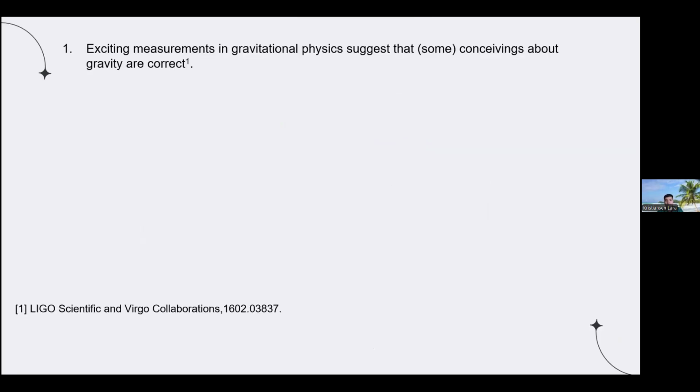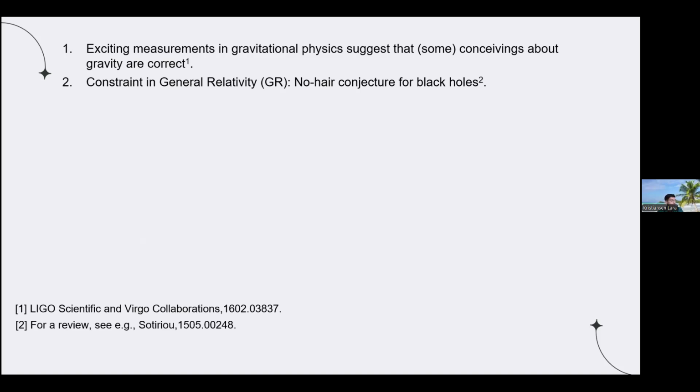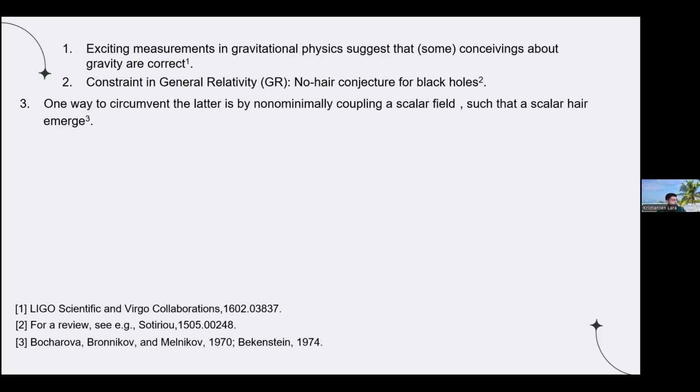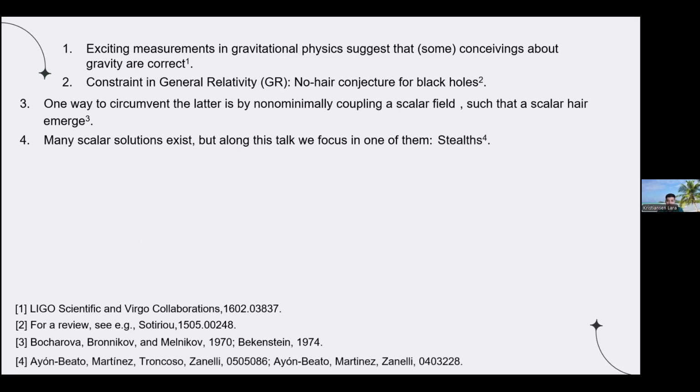So let me start from scratch. It is an exciting time to test our ideas in gravitational physics since the prediction and detection of gravitational waves was successfully addressed by LIGO. However, there is an important constraint in GR, which is the no-hair conjecture for black holes. Nonetheless, a way to circumvent the latter is by non-minimally coupling a scalar field such that a scalar hair will emerge, and many scalar solutions exist. But along this talk, we will focus on one of them, which are stealths.